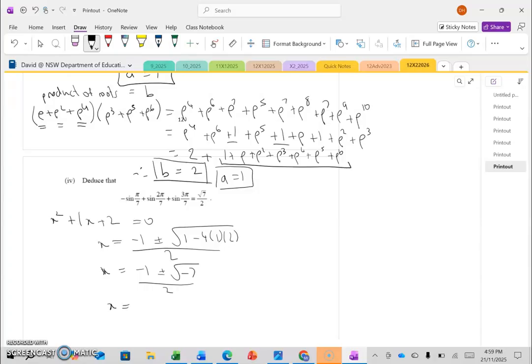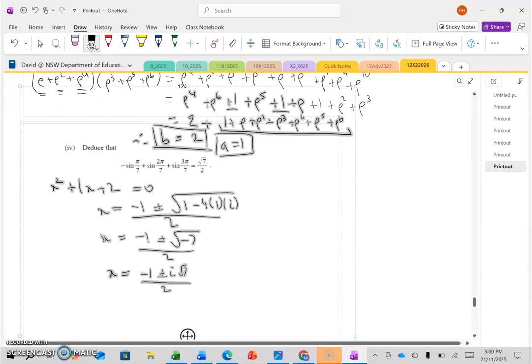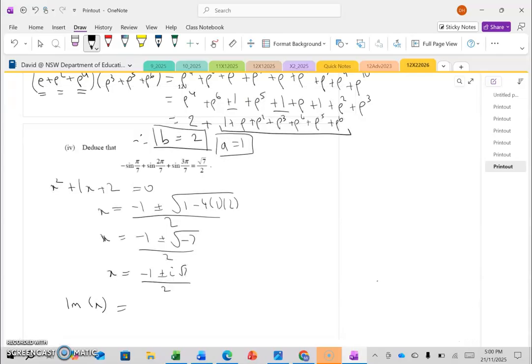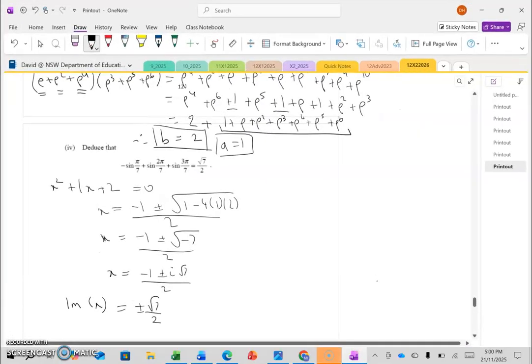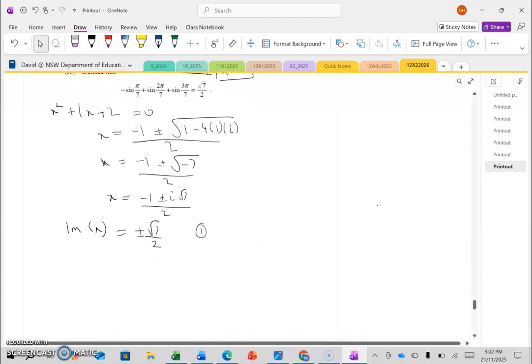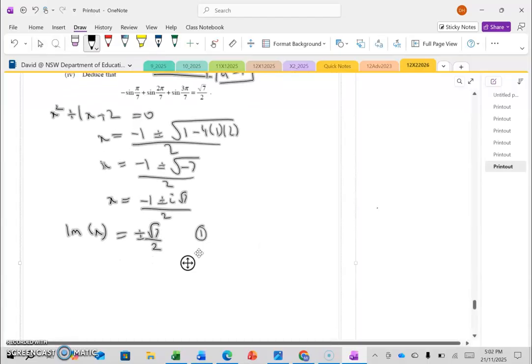We've got a negative root there, so we need to put the i. I see, a root 7 on 2 comes from looking at the imaginary part. I'm going to call that equation 1. Alright, so we've got a plus and a minus there, the imaginary part of x.